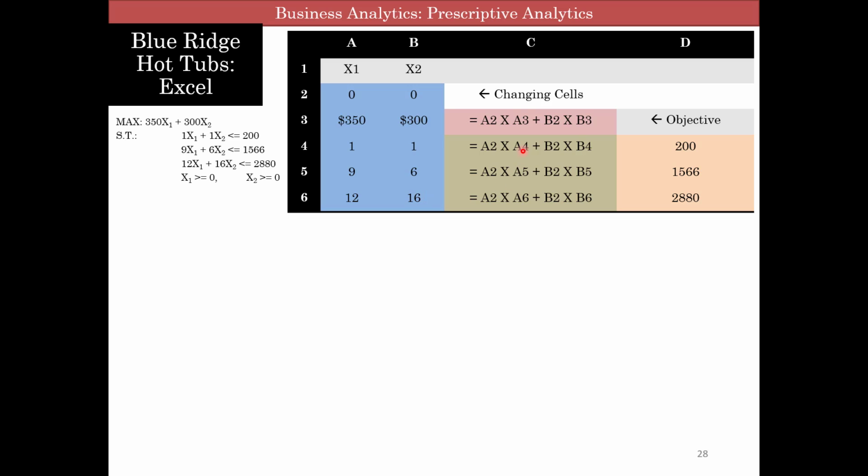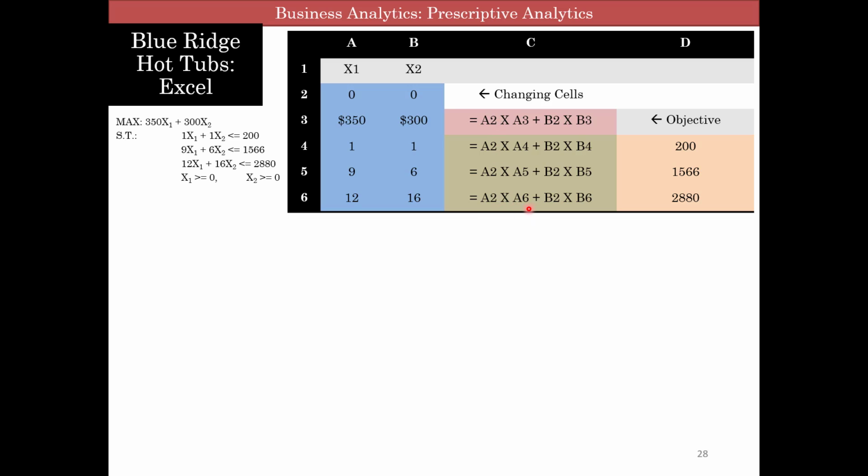Now, the next step you've got to do is to leave the C column blank. Don't touch it right now. And you're going to go ahead in the next column and put these values. So remember, for the objective, there is no right-hand side value. And then you're going to put 200, 1566, 280 down. All right. Now that we've got this down, we are going to fill up the C column.